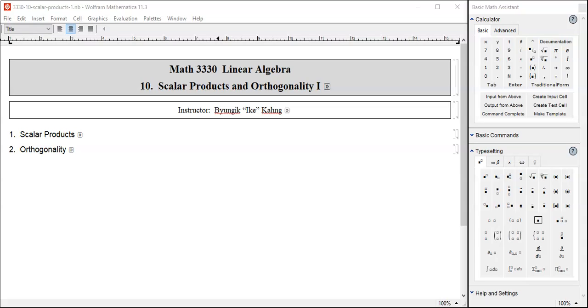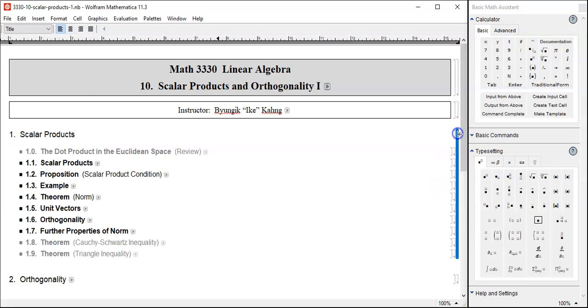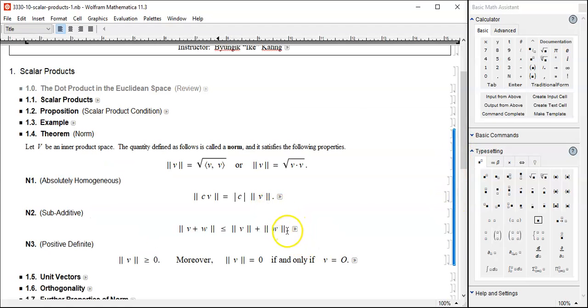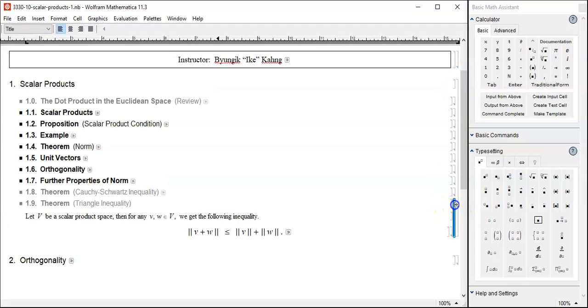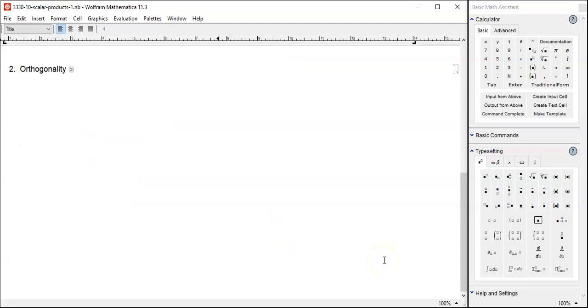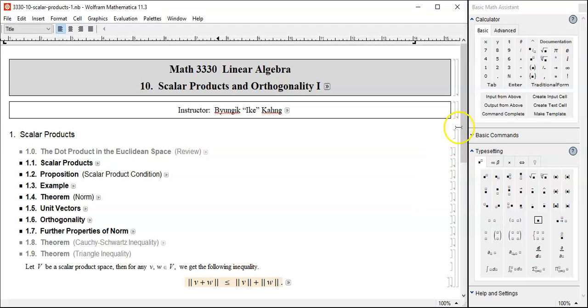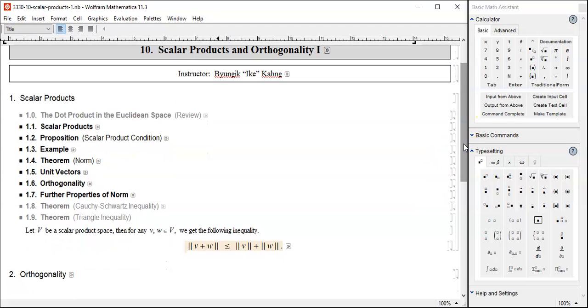Welcome back, students. Let's complete section 1 of this notebook. We are done with everything except one, and that is the subadditivity of the norm. Or it is alternatively called the triangle inequality. Now, how do we prove it?